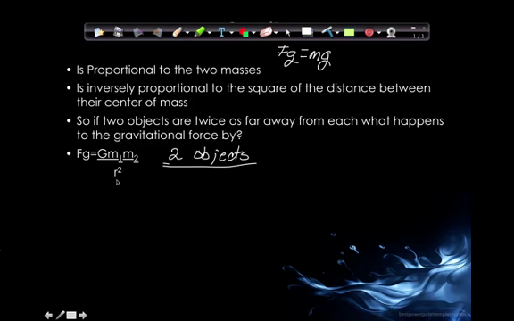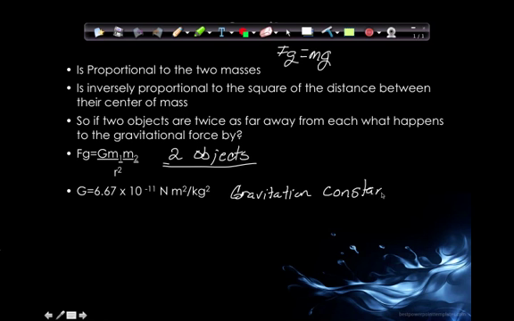All right, so what does all this stuff mean? We know Fg is force of gravity. Big G is my gravitation constant. This is a number that never changes. You don't have to memorize it. I will give it to you. It's 6.67 times 10 to the negative 11th newtons times meters squared divided by kilograms squared. That is the gravitation constant.